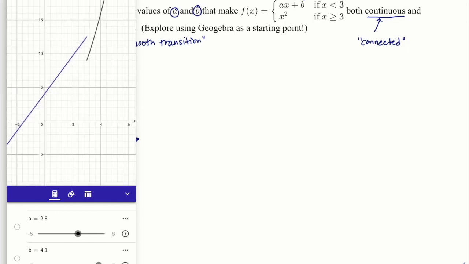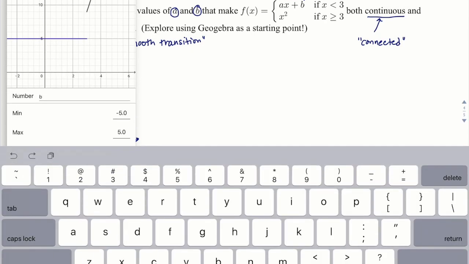So right now it looks like my a value, the slope, is at 2.8, and my b value is at 4.1. I'm going to slide these back so they're both at 0, and then just play around with them a little bit. Okay, so if they're both at 0, clearly I just have this horizontal line, and that's not going to work. And I can think, well, I could just shift that up. Whoops, my limit is set not high enough there. Change the settings so that I can go up a little bit higher.